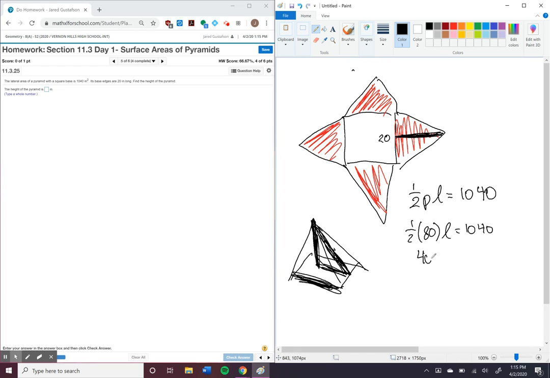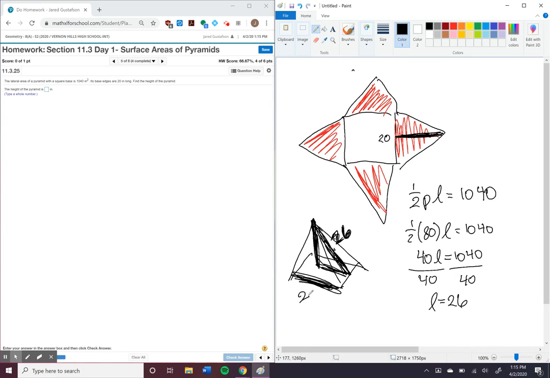1/2 times 80 is 40. Divide by 40, and we hope that we get a nice answer. I got 26 for my problem. So if the slant height is 26, which is that triangle right there, how long is it across the bottom?